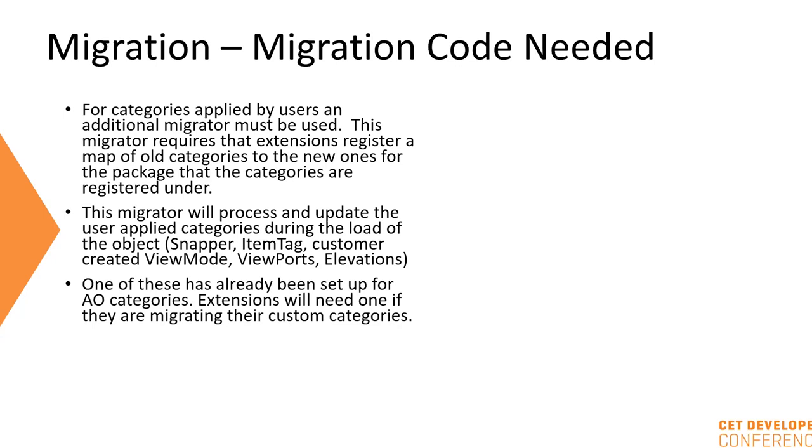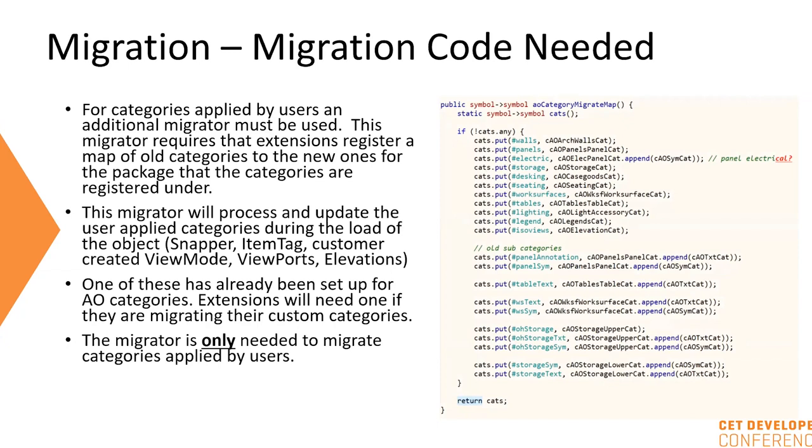And all of the mappings for Abstract Office categories have already been set up. So you'll only need to register ones for your custom categories that you're adding in your extensions. And this migration functionality is only needed to handle user applied categories. Any of the ones that come in automatically will get handled through the code changes.